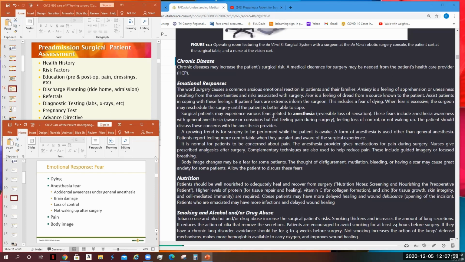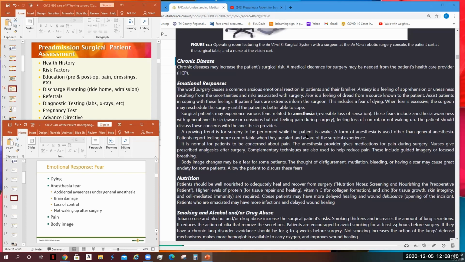It is normal for patients to be concerned about pain. The anesthesia provider gives medications for pain during surgery. Nurses give prescribed analgesics after surgery. Complementary techniques are also used to help reduce pain. These include guided imagery or focused breathing. Body image changes may be a fear for some patients. The thought of disfigurement, mutilation, bleeding, or having a scar may cause great anxiety for some patients. Allow the patient to discuss these fears.